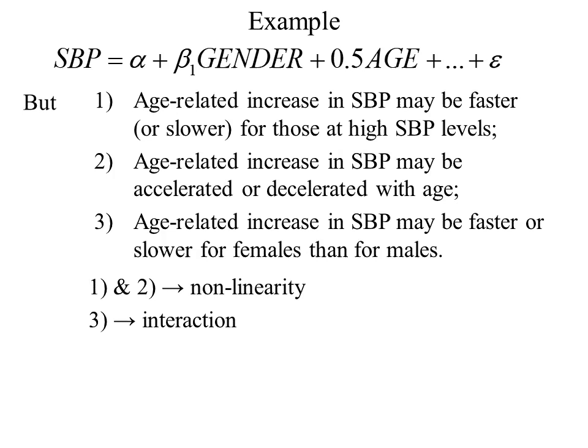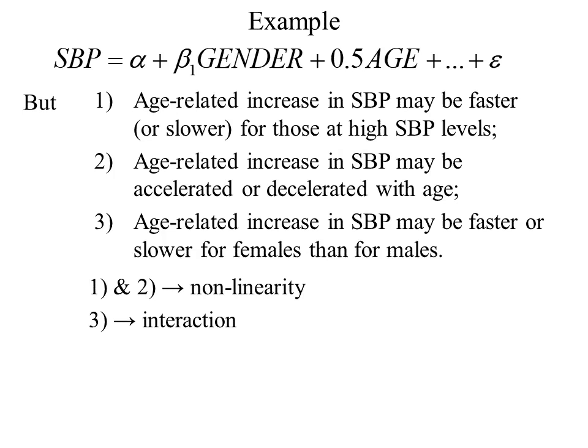Second, suppose that age-related increase in systolic blood pressure is, for example, faster among older persons. If so, age-related increase in systolic blood pressure may be accelerated with age. Thirdly, age-related increase in systolic blood pressure may depend on other characteristics. For example, it may be faster or slower for females than for males.